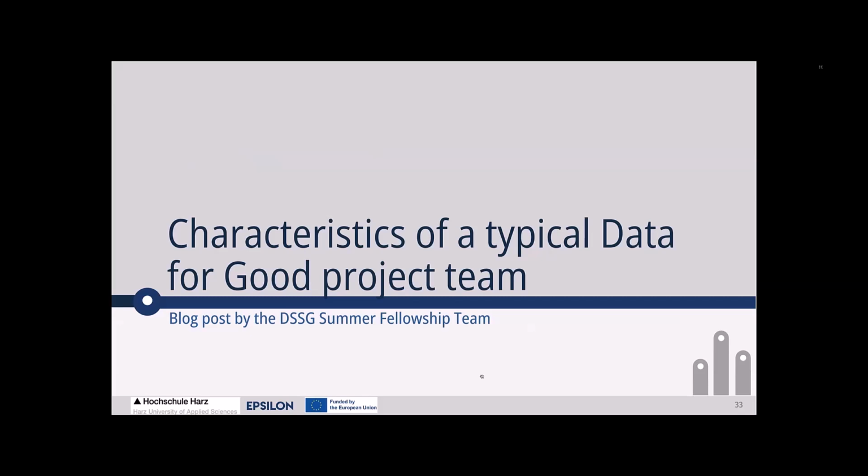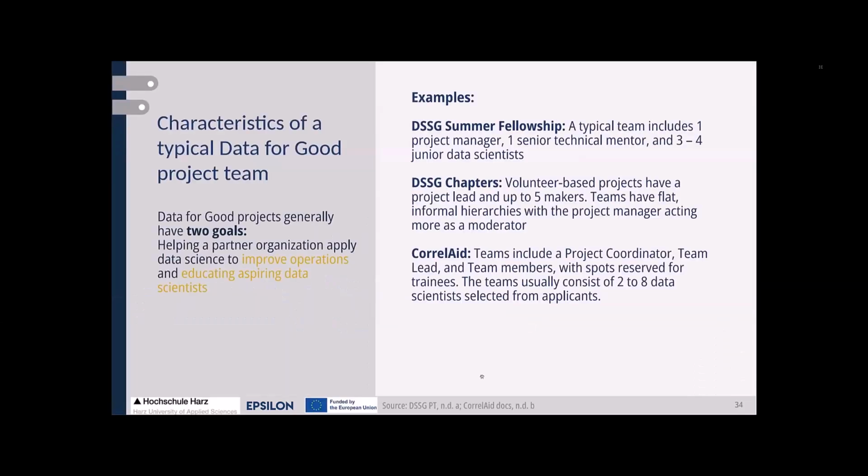So if you're interested in the team itself that comes to your organization, or if you are a volunteer and you're interested in what kind of team you might work in, we provide some ideas about the teams you can work with. So the typical Data for Good project teams normally have two goals. The first goal is to improve the operations of the partner, and the second goal is the education of an aspiring data scientist.